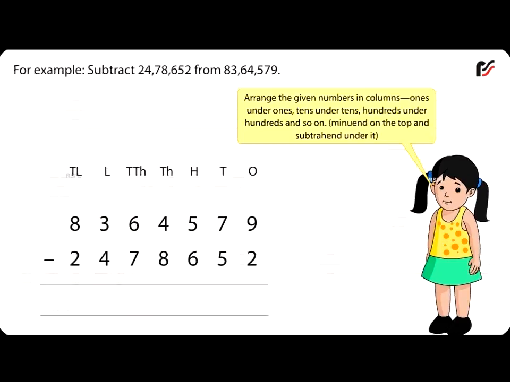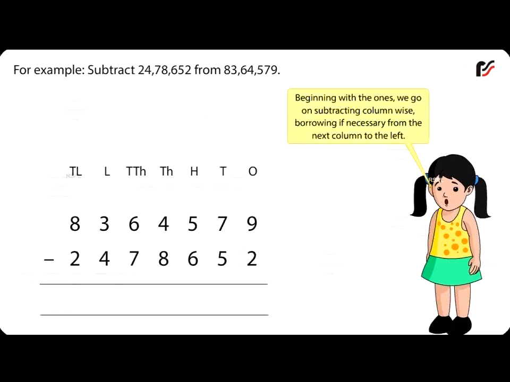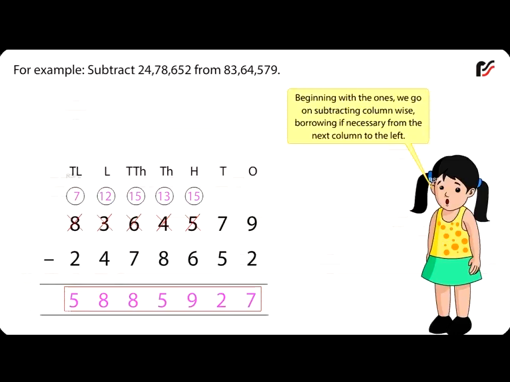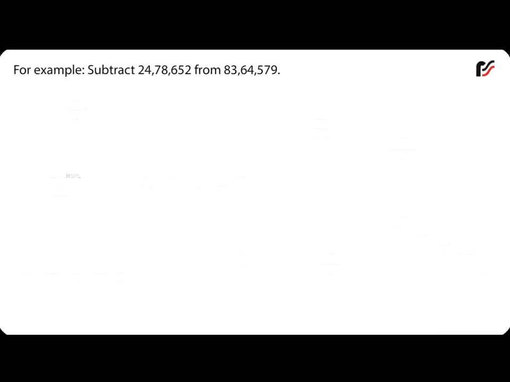Minuend on the top and subtrahend under it. Beginning with the ones, we go on subtracting column-wise, borrowing if necessary from the next column to the left.